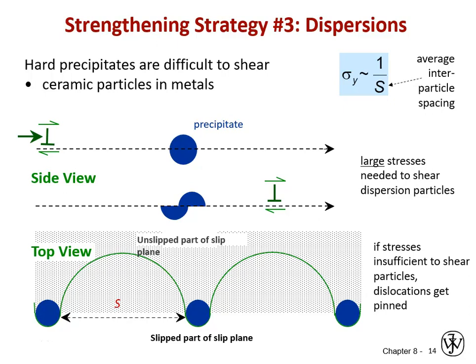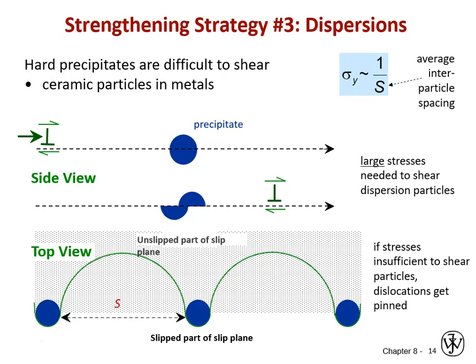And this works best, especially if you look at that pinning scenario. You can see there is a red letter S between any two adjacent dispersion particles. So there's your average interparticle spacing. The stress needed to yield the material is going to be proportional to the inverse of that interparticle spacing, because it takes a lot more stress to bow those dislocations around particles that are tightly spaced. Basically, you have a tighter radius of curvature on the path that you now make that linear dislocation assume.